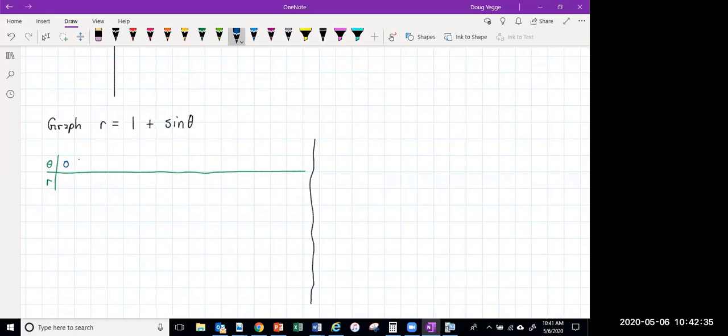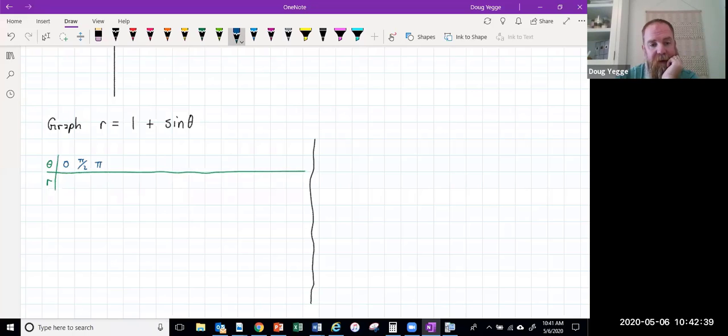Pi over 2, pi, yeah, stuff like that. Definitely my quadrantal angles. So 0, pi over 2, 3 pi over 2, pi, and so on. Now, if I pick 2 pi, that's totally okay as well.